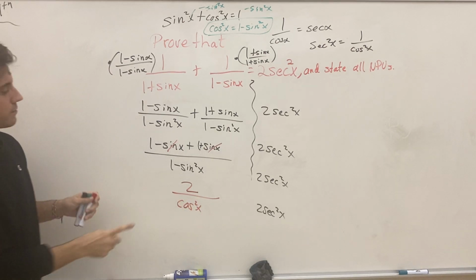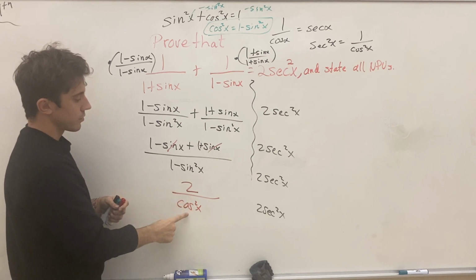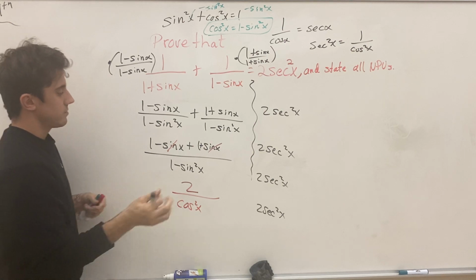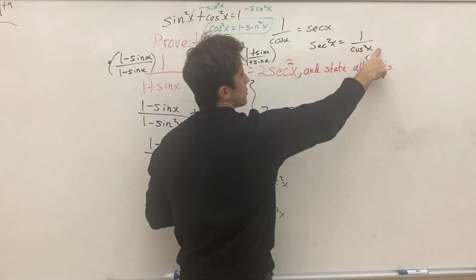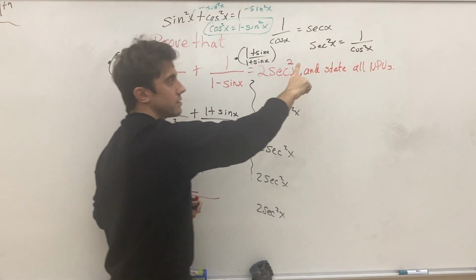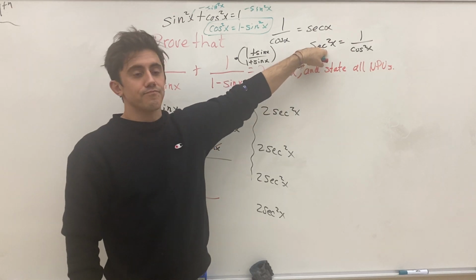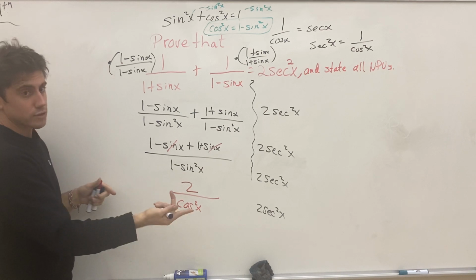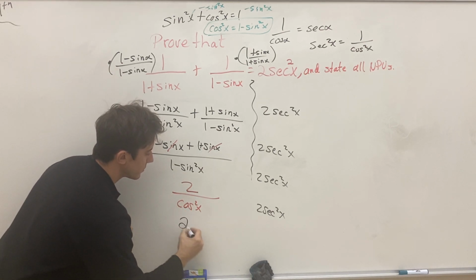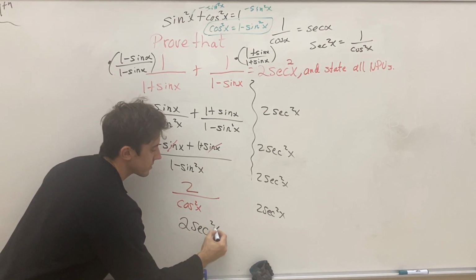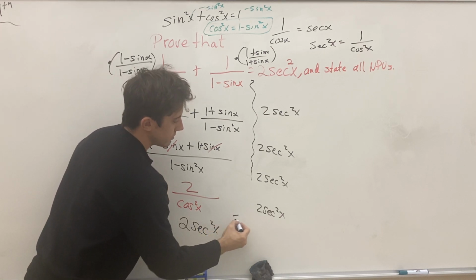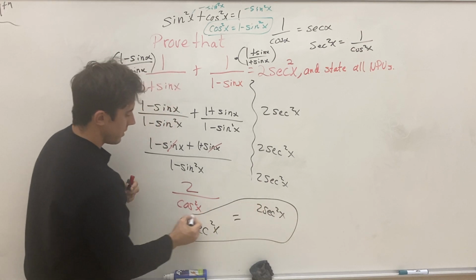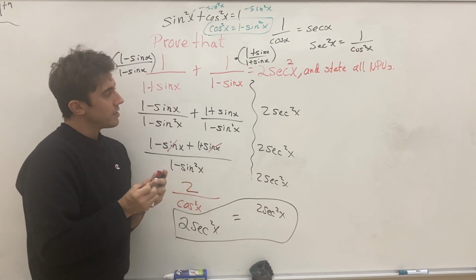And now we have 2 over cos squared x on our left-hand side, and we know that 1 over cos squared x is our reciprocal identity, secant squared x. And so 2 over cos squared x is, of course, simply 2 secant squared x, which is equal to our right-hand side of 2 secant squared x, and so our work here is done.